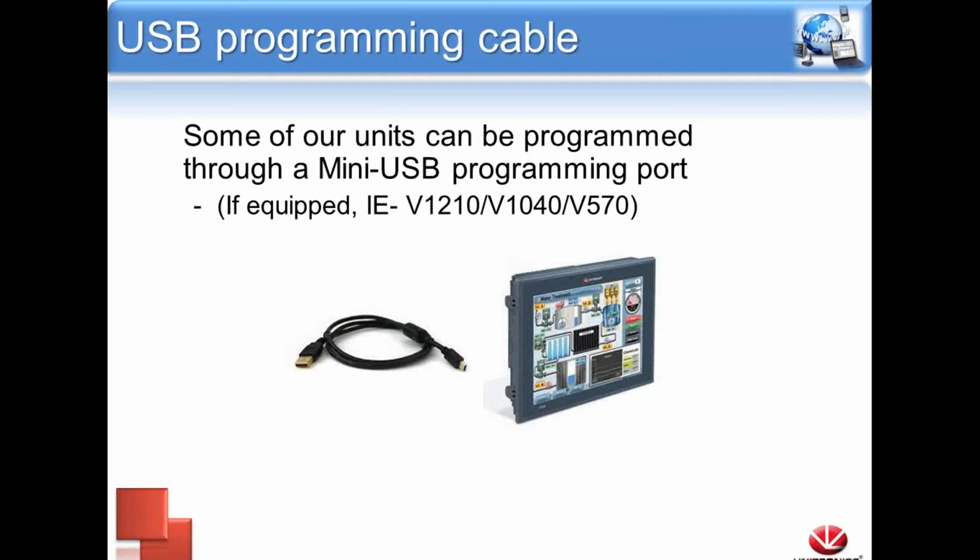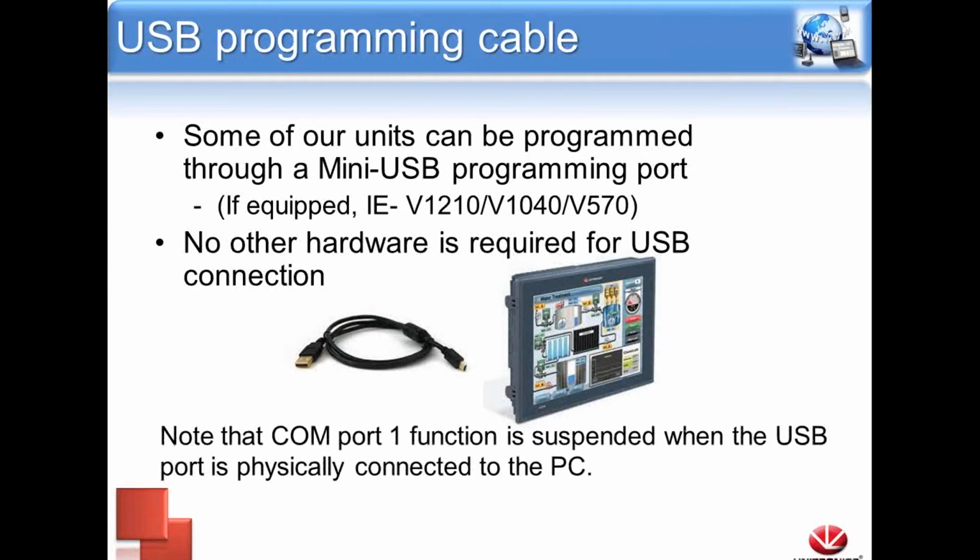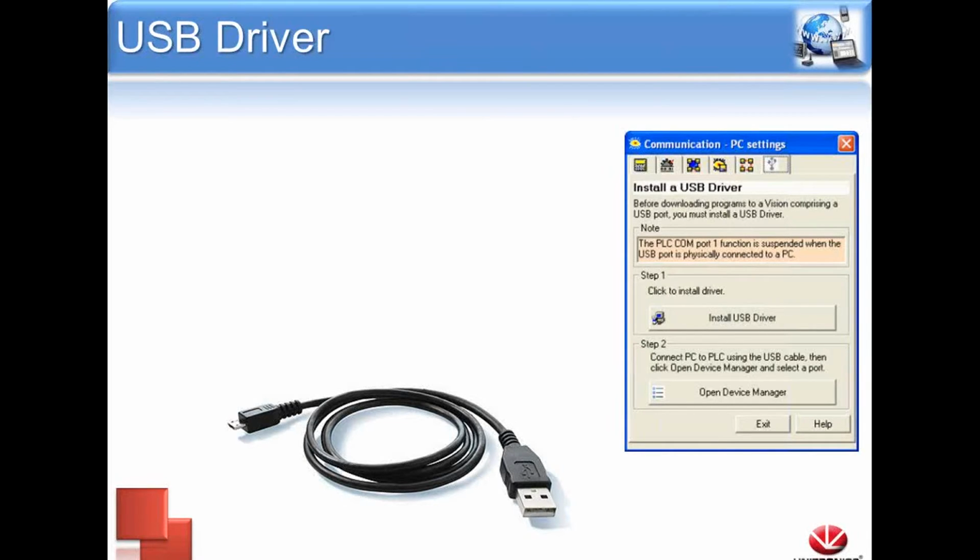Some of our controllers have the ability to be programmed through the mini USB programming port if the unit is equipped with this feature. For example, the 1210, 1040, and 570 units. There is no additional hardware required. It will be a direct connection from the USB of the PC to the mini USB of the PLC with no intermediary devices. Keep in mind the COM port 1 function will be suspended when the USB is physically connected to the PC. The USB device does need a driver, and the USB port only supports OS and project download.